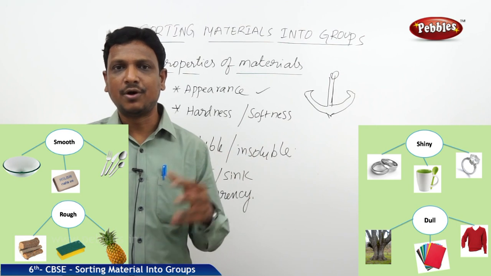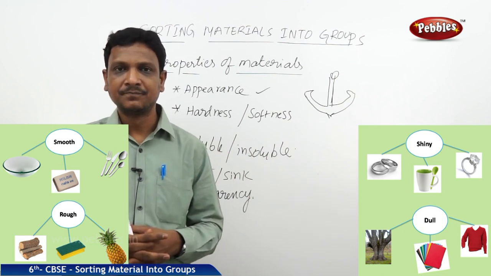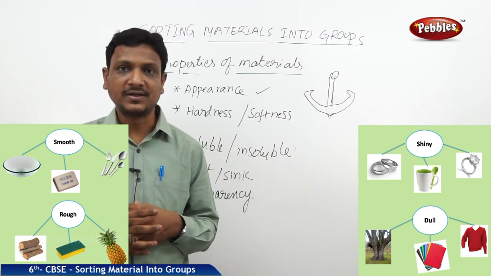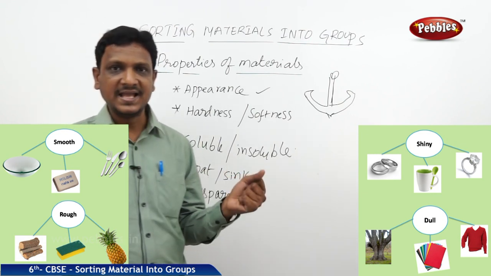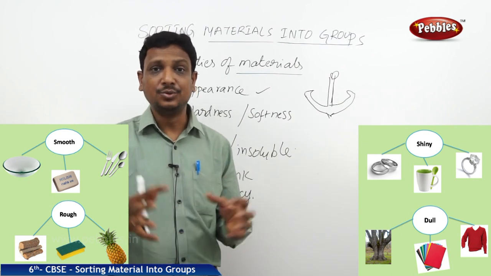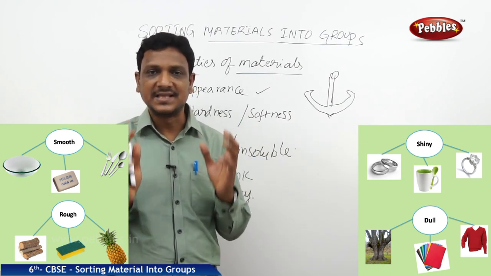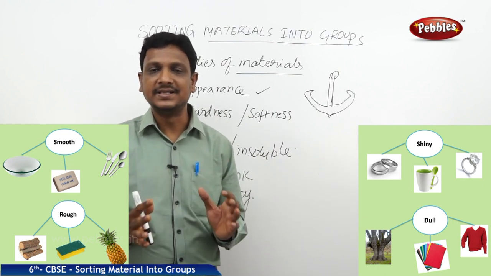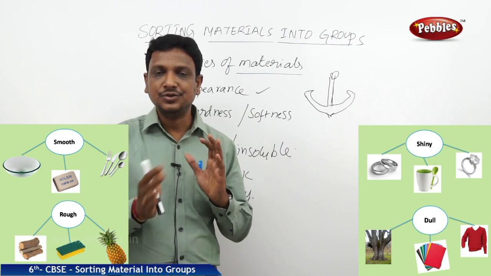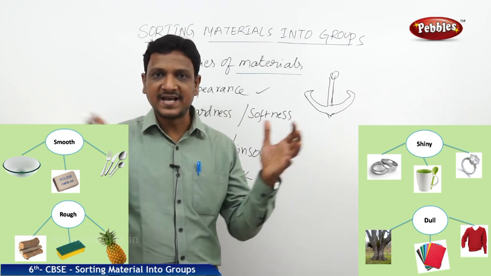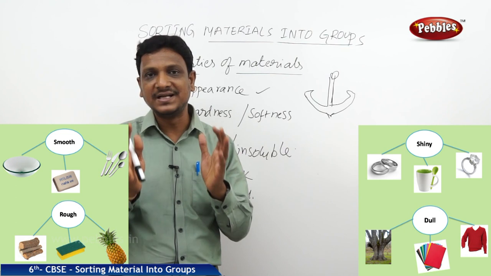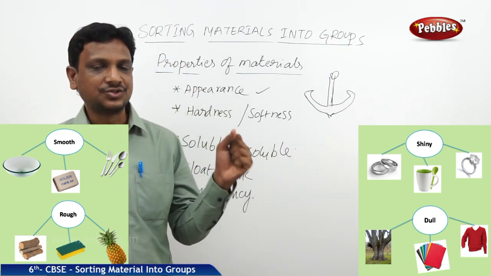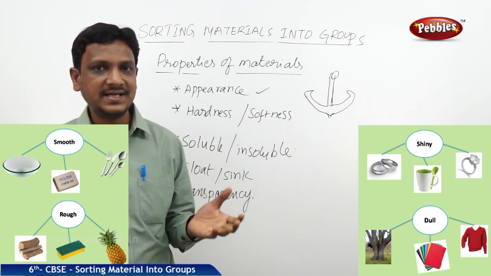Transparency is another property of the material by which we can choose the right materials to make the right objects. You see your world, the right materials are used for construction. To construct a house, what kind of materials do you need? You need iron and steel, you need bricks, you need cement, you need sand. Sand and cement are mixed in a proper proportion to make concrete. The concrete is used to plaster the walls, used to attach the bricks, so by that the walls are made stronger.